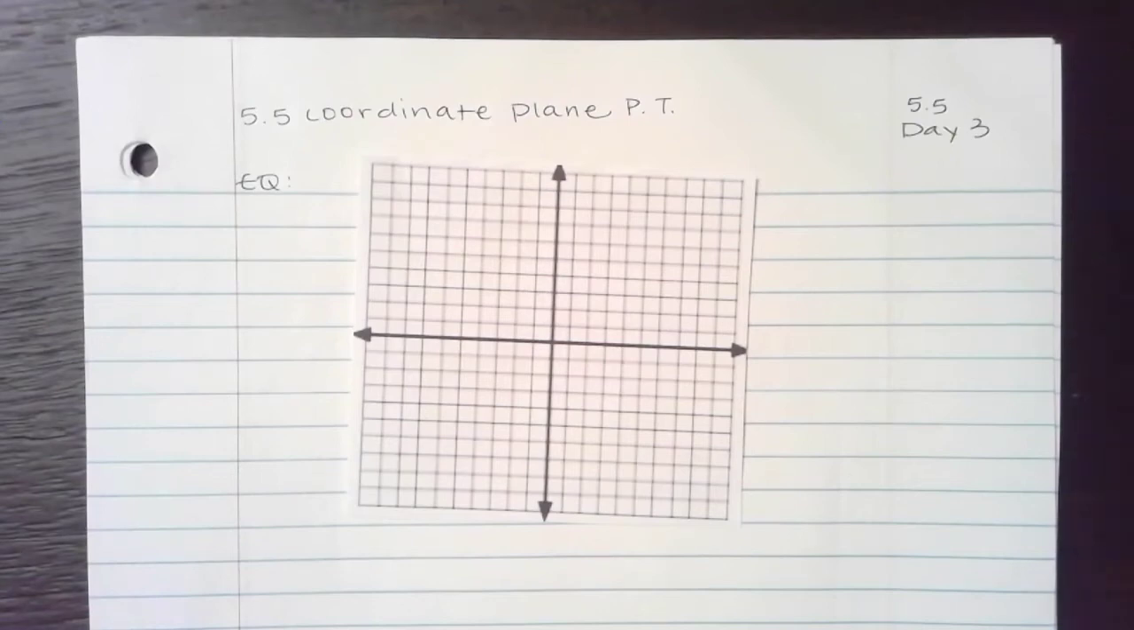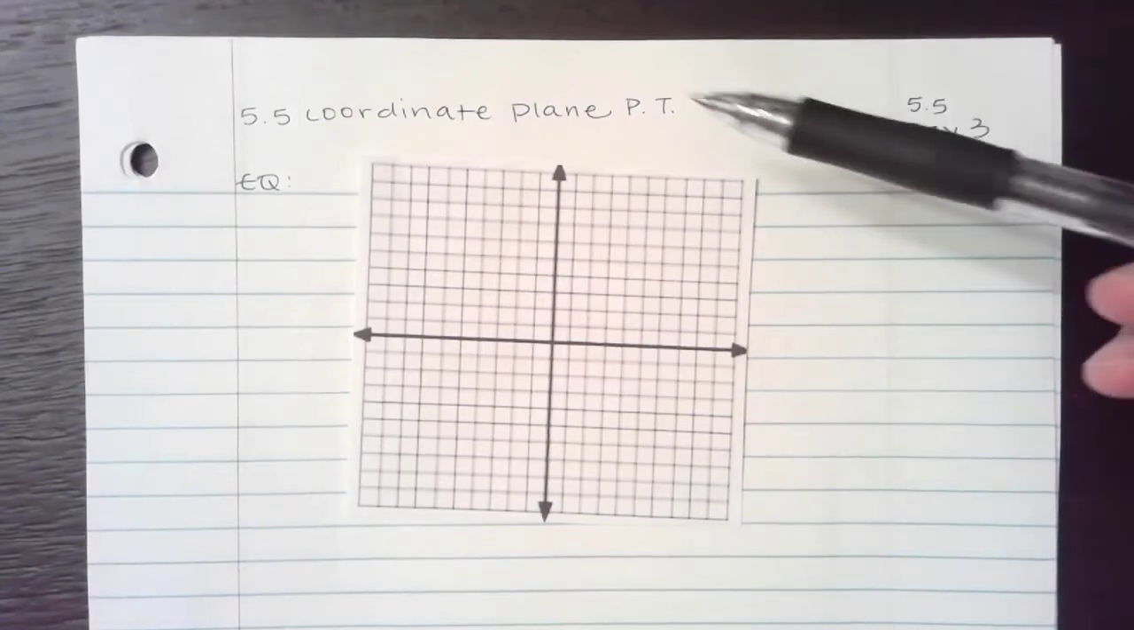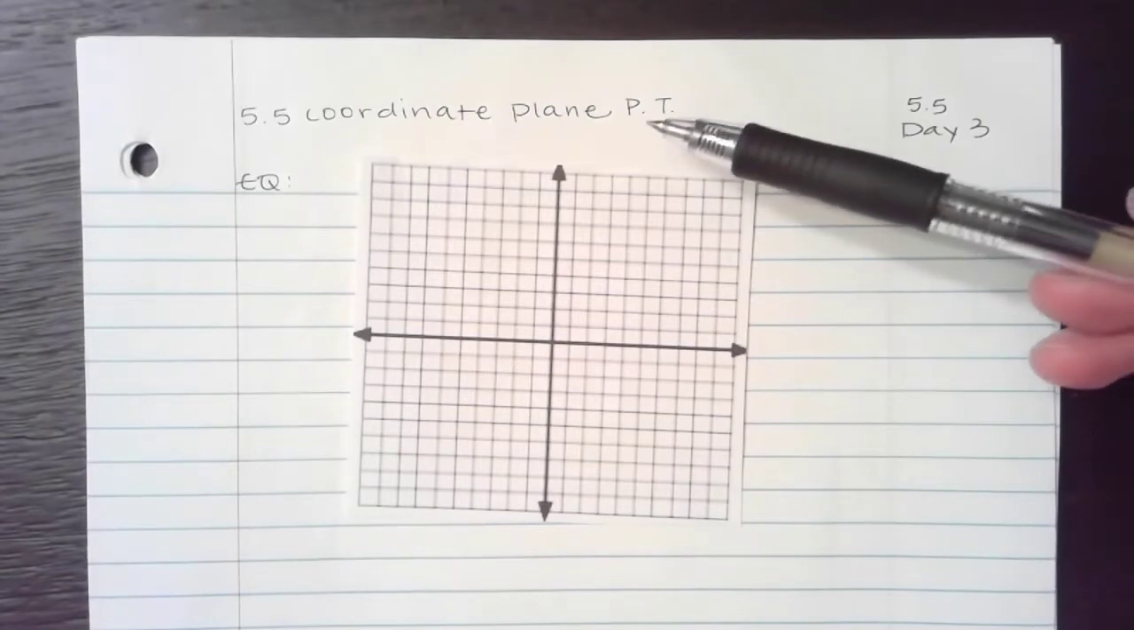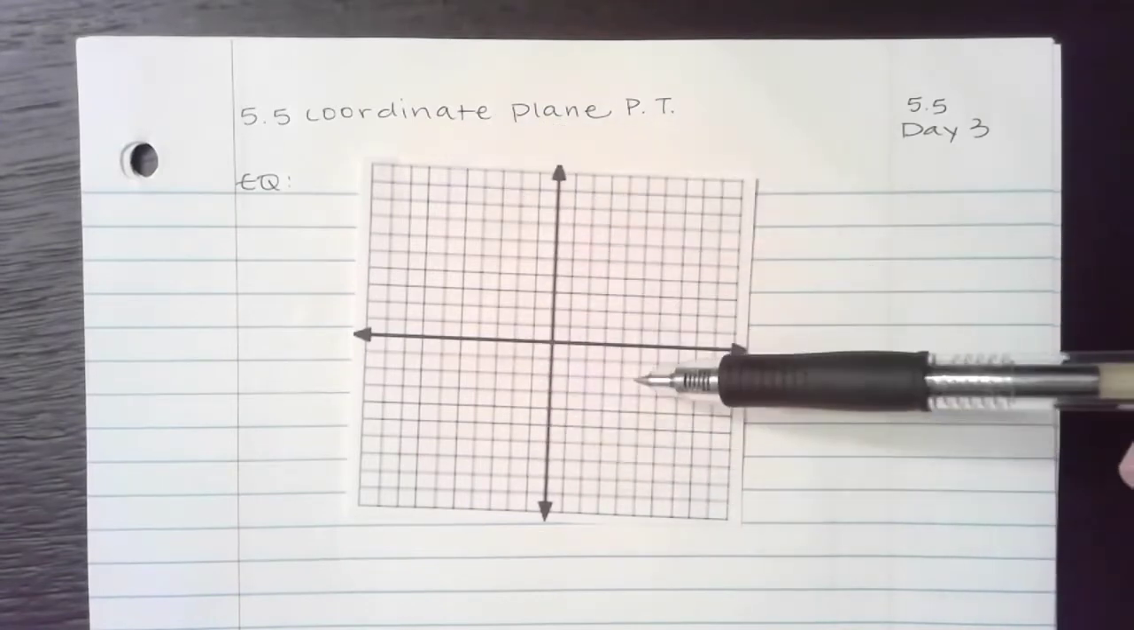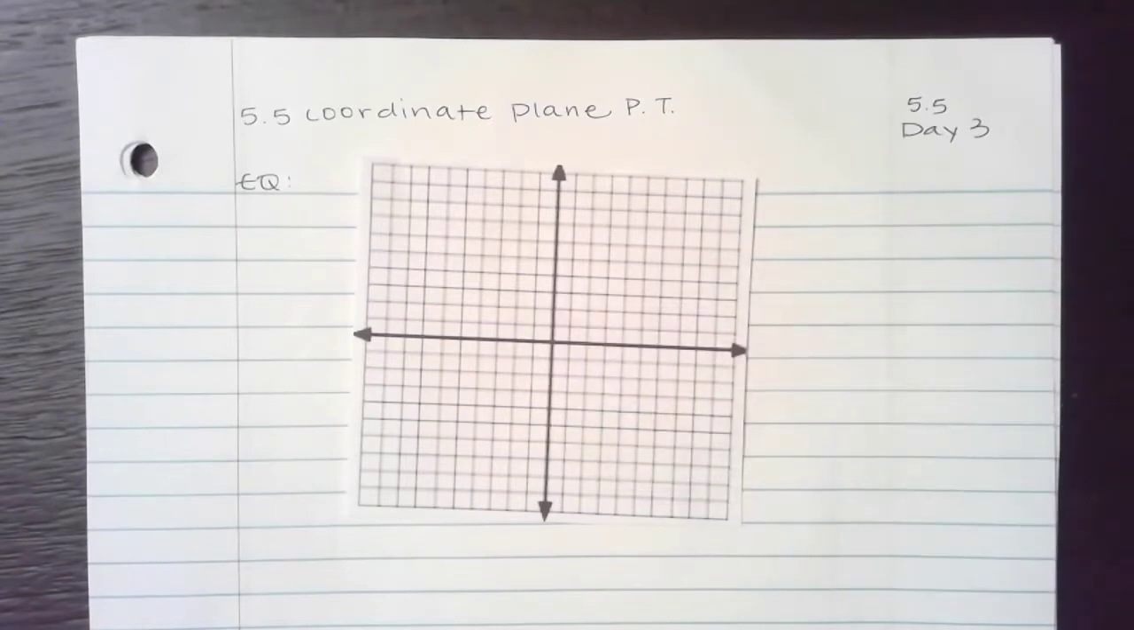Hello, algebra students, and welcome back to day 3 of the Pythagorean Theorem, specifically the Pythagorean Theorem on a coordinate plane. And this is a coordinate plane, something you're familiar with, a graph with x and y axes, right?